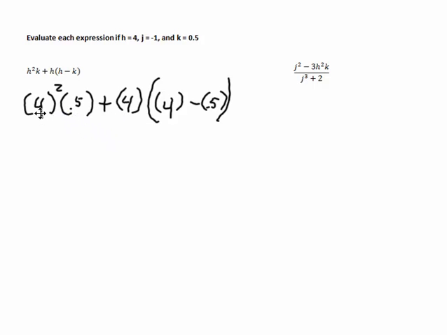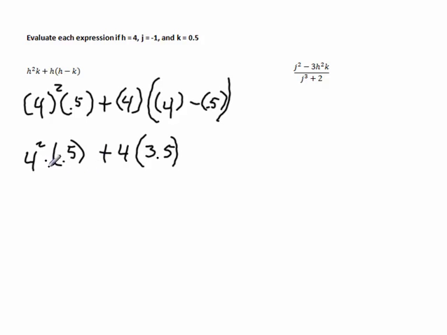And now I need to handle my parentheses first. So for my parentheses, this would be my parentheses. I have to handle this guy first before I can do anything else. And 4 minus a half is 3.5. So I have 4 squared times 0.5 plus 4 times 3.5.